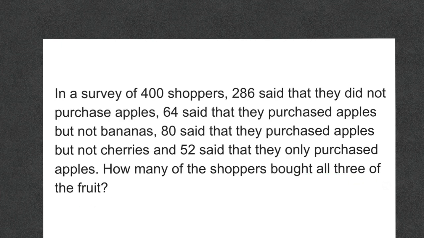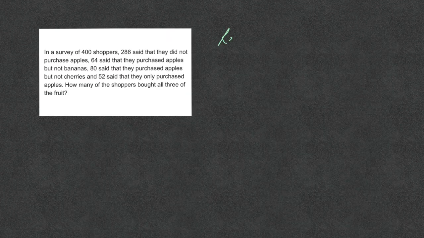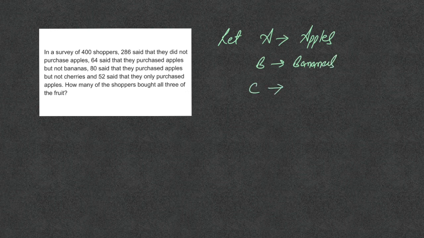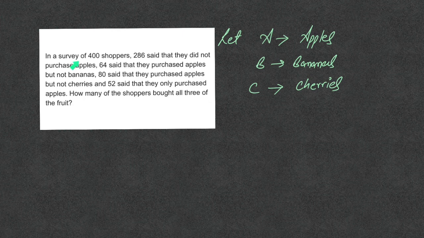So the focus is on apples, bananas, and cherries. We want to know who bought all three of the fruit. Here the total number of shoppers is 400. So let A denote apples, B denote bananas, and C denote cherries.